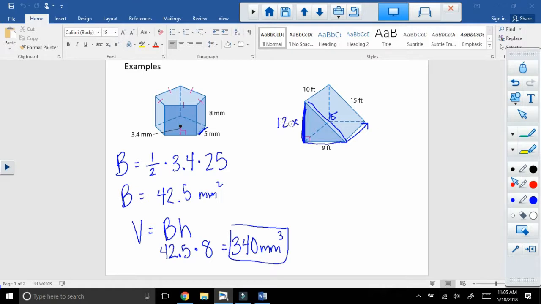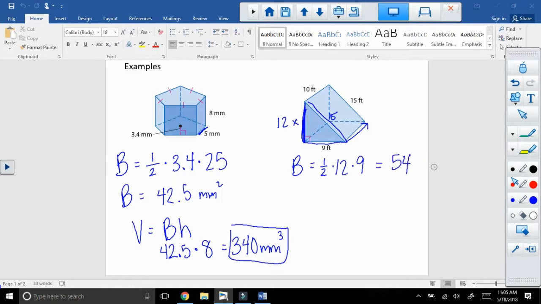So this side here is 12. So the area of the base is going to be the area of that triangle. How would I find the area of that triangle? 12 times 9 divided by 2. Okay, so half of 12 times 9, or you could do 12 times 9 first and then divide by 2. Doesn't matter. What's the area of the base?